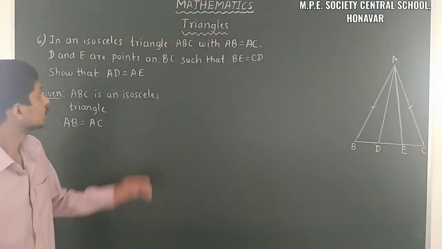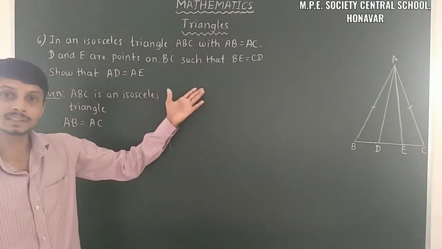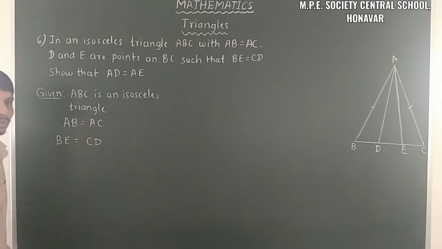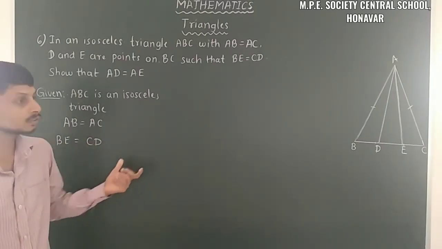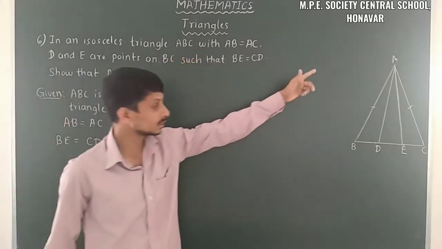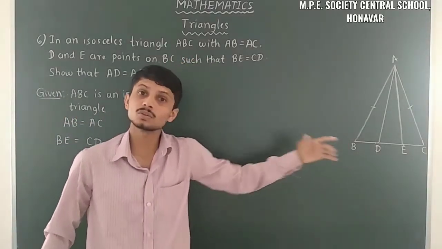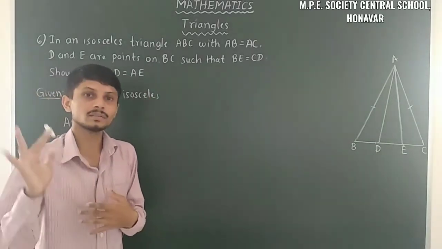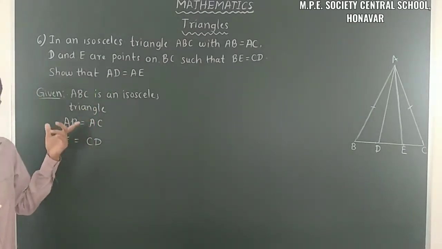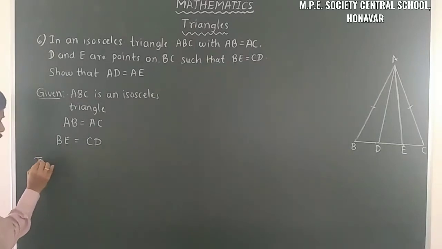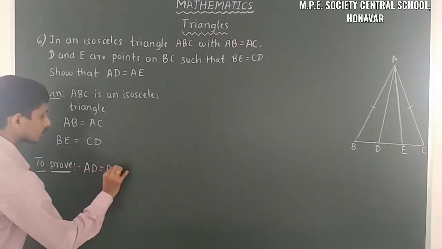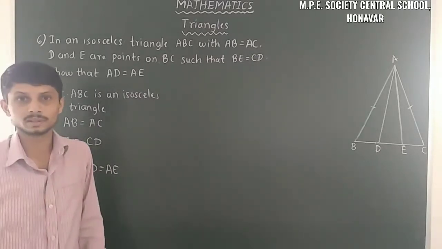It is given. Then D and E are points on BC such that BE is equal to CD. It is also given. We can use those two. Here BE is equal to CD is given. So that one also, that is AEB and ADC, those two triangles, it is also easy to analyze. Whichever you want, you can take that. So here are the given terms. Then we have to prove. What do we have to prove here? We have to prove that AD is equal to AE.